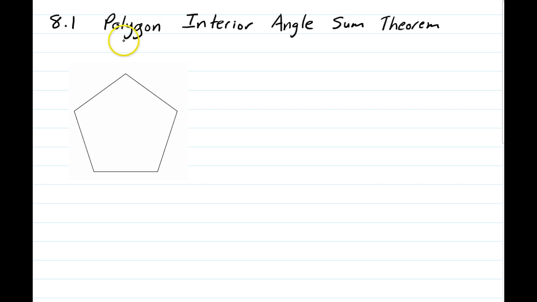Alright, today we're going to talk about the polygon interior angle sum theorem. If we look at these words, polygon is just going to be talking about shapes. The interior means we're going to talk about the inside, so we're going to be talking about the inside angles. And then the sum means the total. So if we look at this shape here, we're basically going to find what all these angles on the inside add up to.